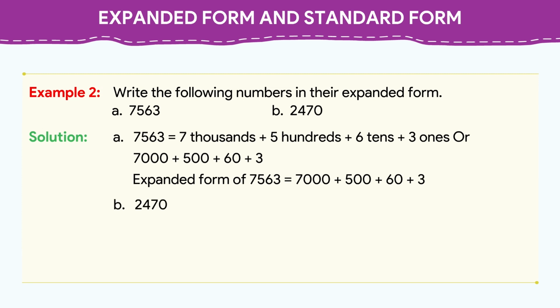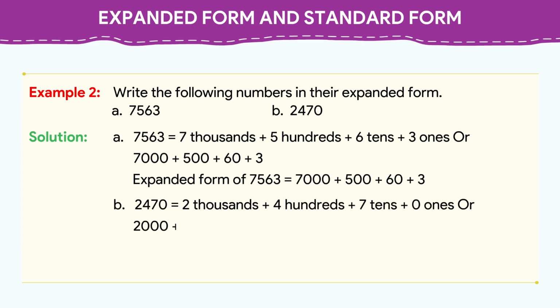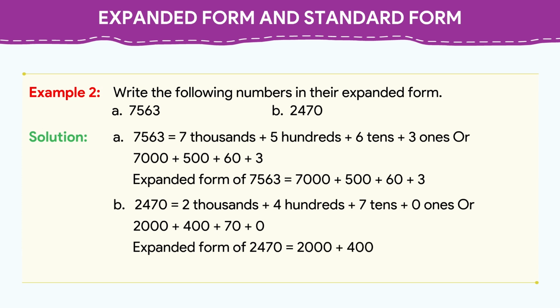B. 2470 is equal to 2000s plus 400s plus 7 tens plus 0 ones, or 2000 plus 400 plus 70 plus 0. Expanded form of 2470 is equal to 2000 plus 400 plus 70.